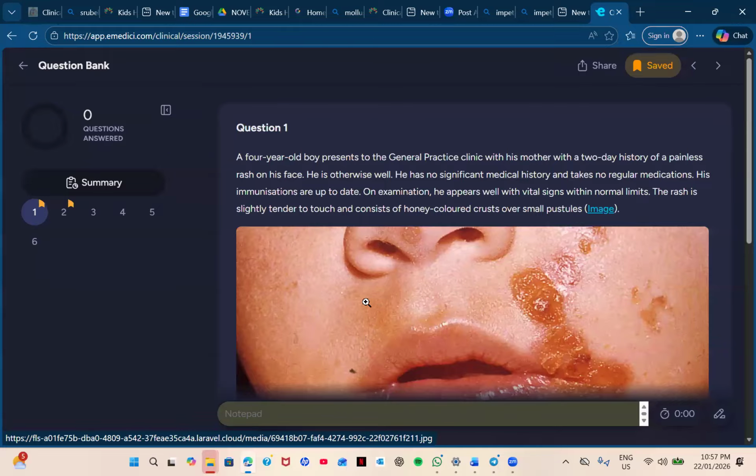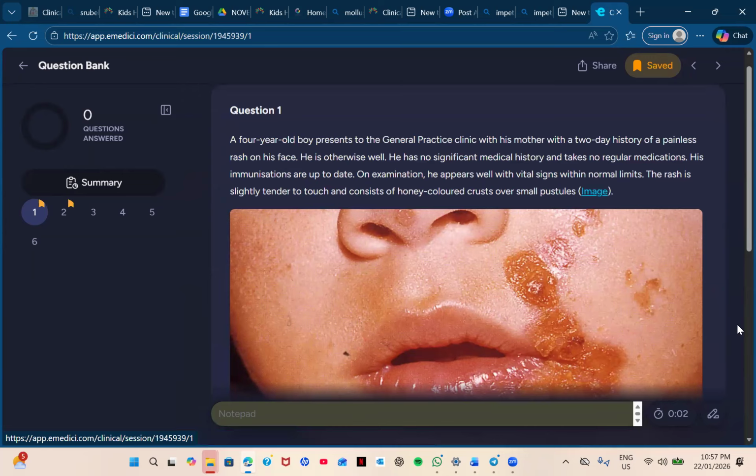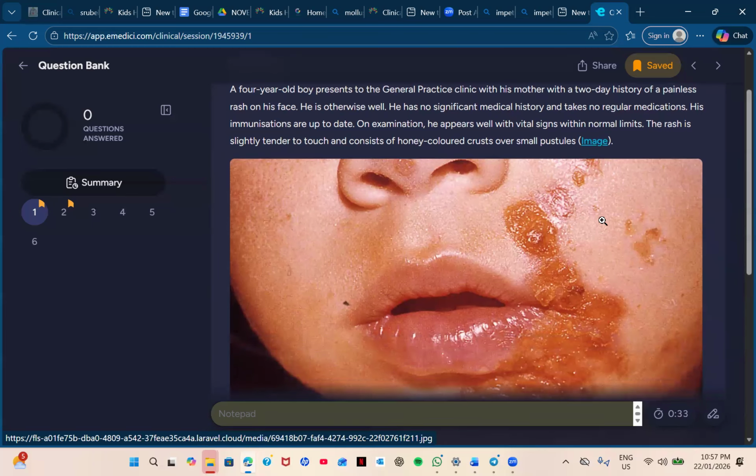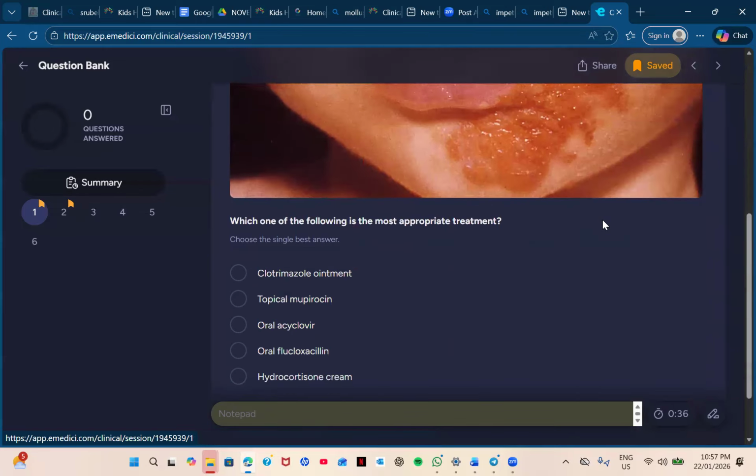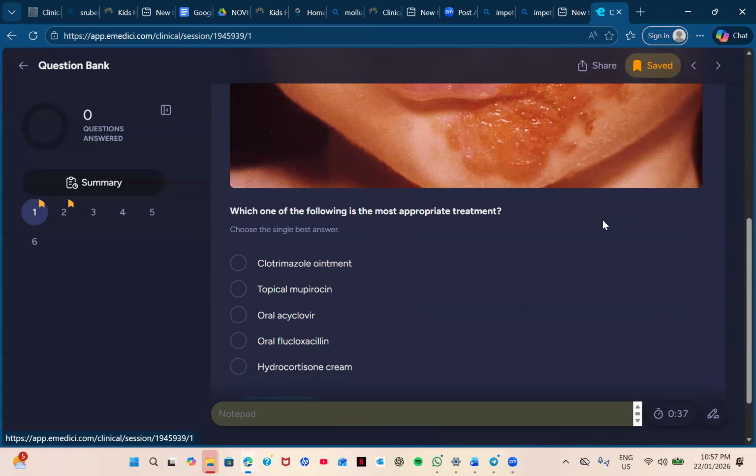Okay, so here, a 4-year-old boy presents to the GP clinic with his mother with a 2-day history of a painless rash on his face. He is otherwise well, has no significant medical history and takes no regular medications. His immunizations are up to date. On examination, he appears well with vital signs within normal limits. The rash is slightly tender to touch and consists of honey-colored crust over small pustules. Here you can see. So, which one of the following is the most appropriate treatment?